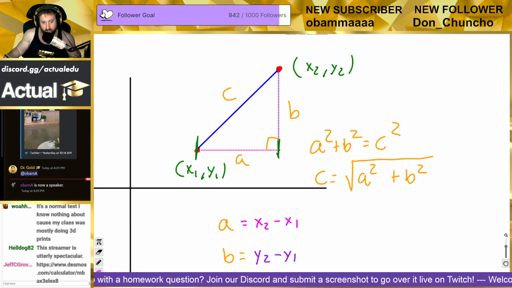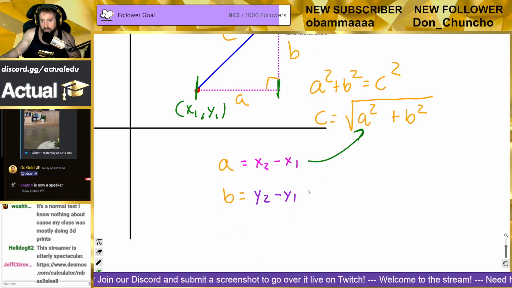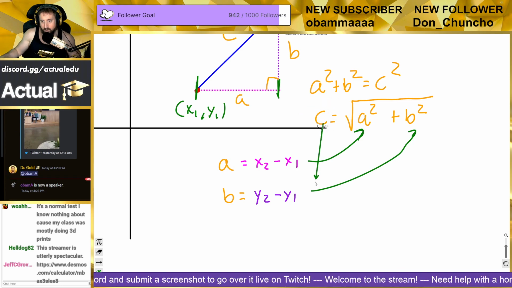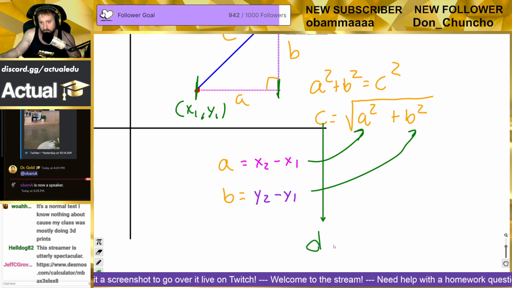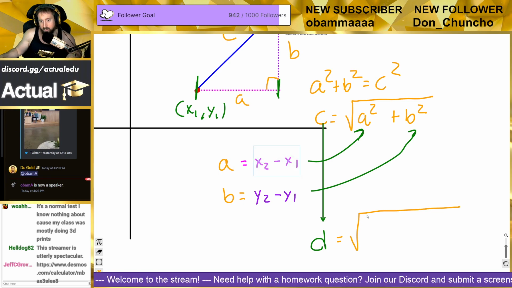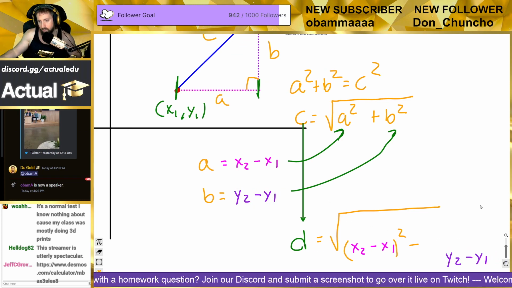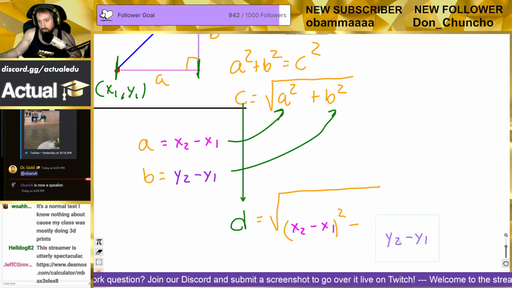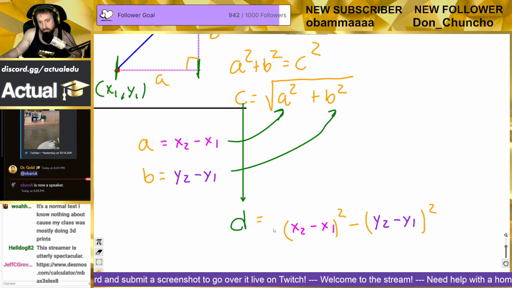Okay, now watch what happens. Let's plug those into here, and look what I get. Let's call C the distance, the distance between the 2 points. Do you see how that's now equal to the square root of x2 minus x1 squared plus y2 minus y1 squared? Yeah? Okay.